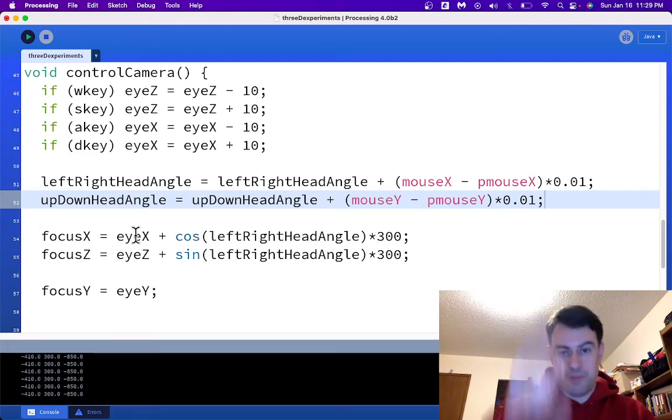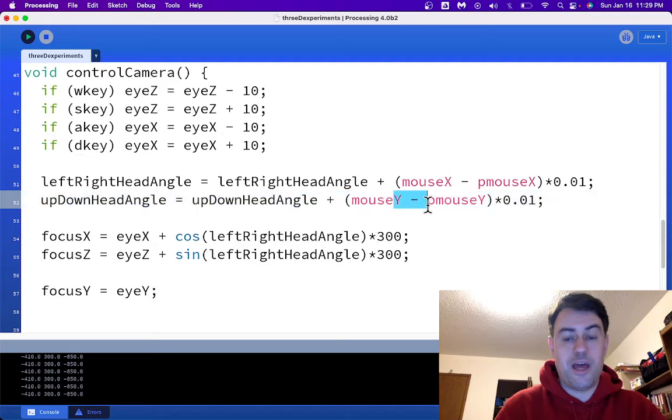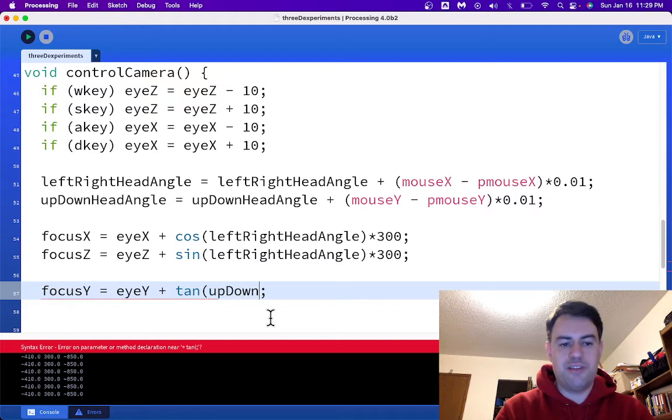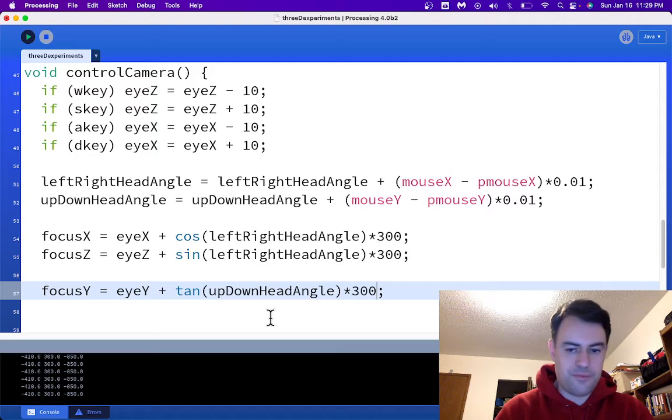Well, now we're moving up and down. We want the head to look up and down. So it's the y that goes up and down, right? That's what the mouse is controlled with. So that's going to control our up and down. And then this is actually going to be tangent. Tangent of the up down head angle times 300, I believe.